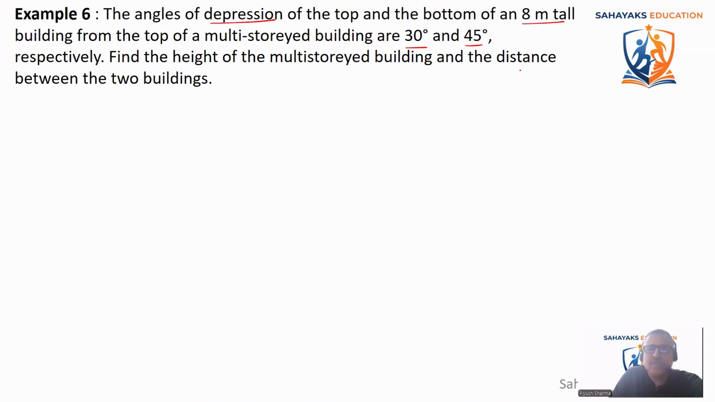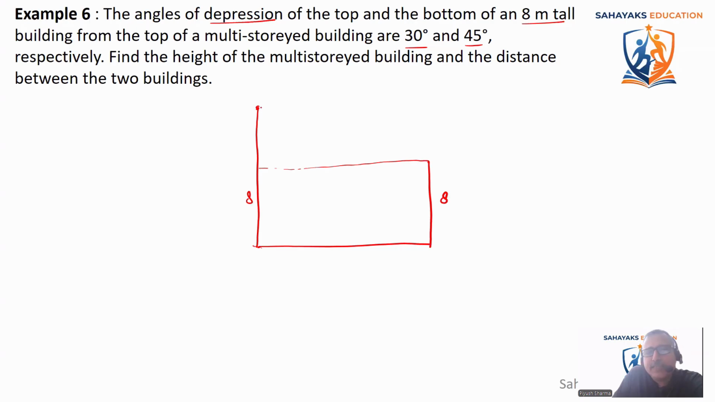See, there is one building here. This is a big building, and this is a little smaller building. So this is the distance between those buildings. They're giving the angle of depression of the top and the bottom of an 8-meter tall building. So this building is 8 meters tall. They've already mentioned it. So I just make it as horizon. So this will also be 8.